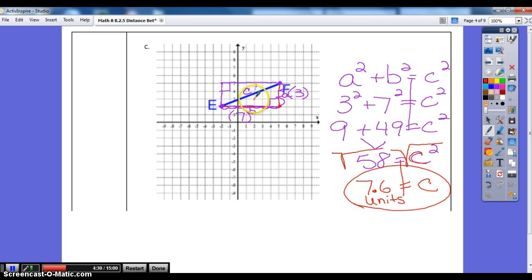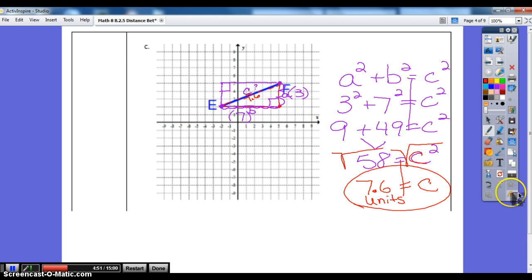Nicely done. So we know, does that make sense now? 7.6. If this is 3 and this is 7, 7.6, does that make sense for our answer? I'm seeing you shake your head yes. Why? Because the C always has to be the longest, and 7.6 is bigger than the 7 and the 3. We rock.